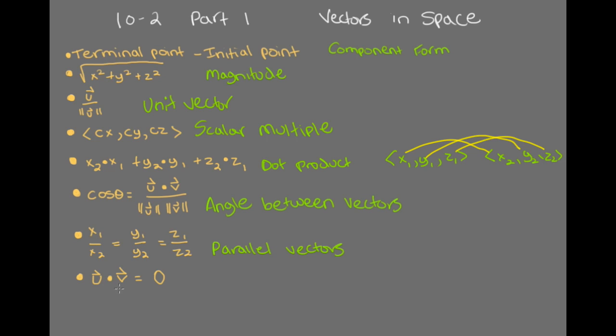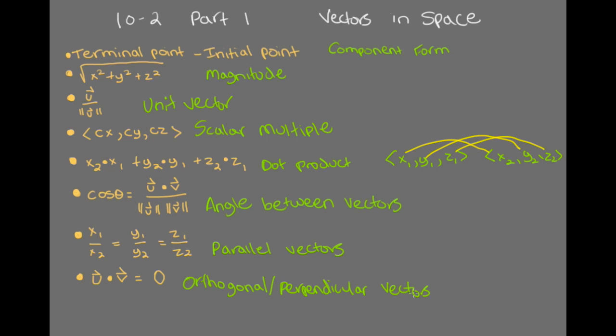And then finally over here we have u dot v is equal to 0, and that is the same as we have in 2D, which is orthogonal or perpendicular vectors.